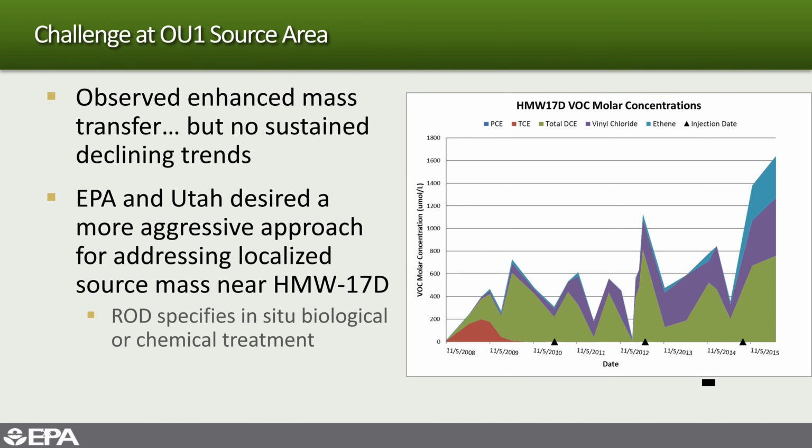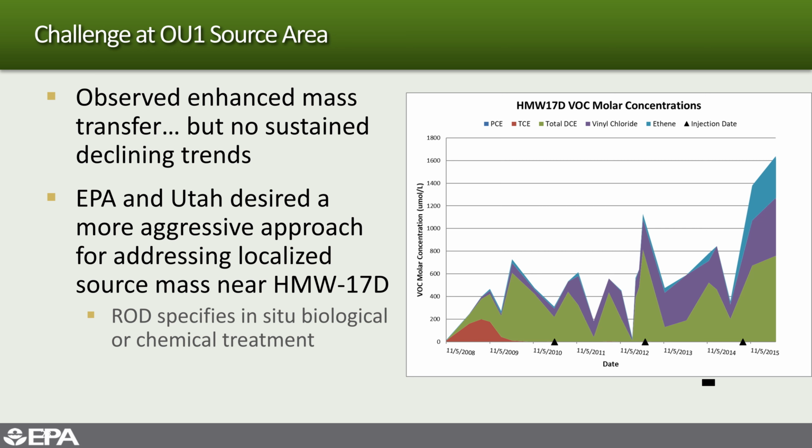So the challenge at Bountiful OU1 in the source area has been and continues to be that high mass found in the low permeability units. So here we're looking on the right at some historical data from HMW17D, the monitoring well very close to the source area that we just depicted with the 2014 MIP data.